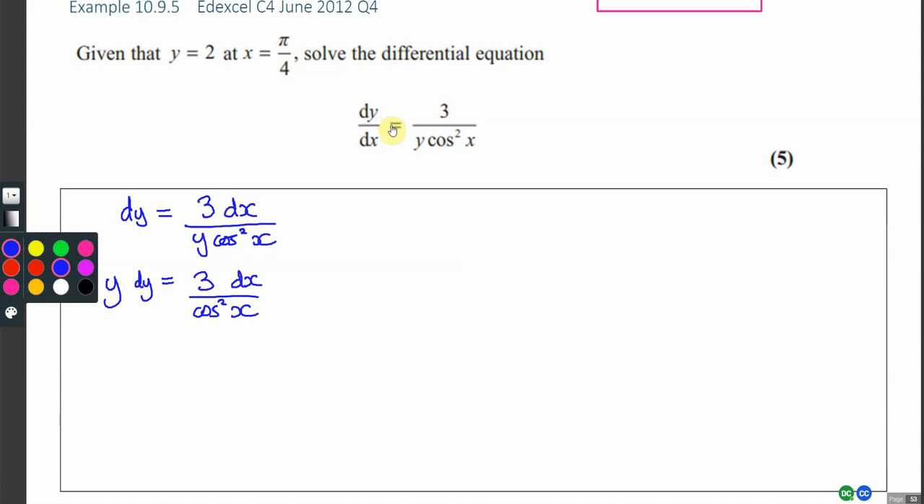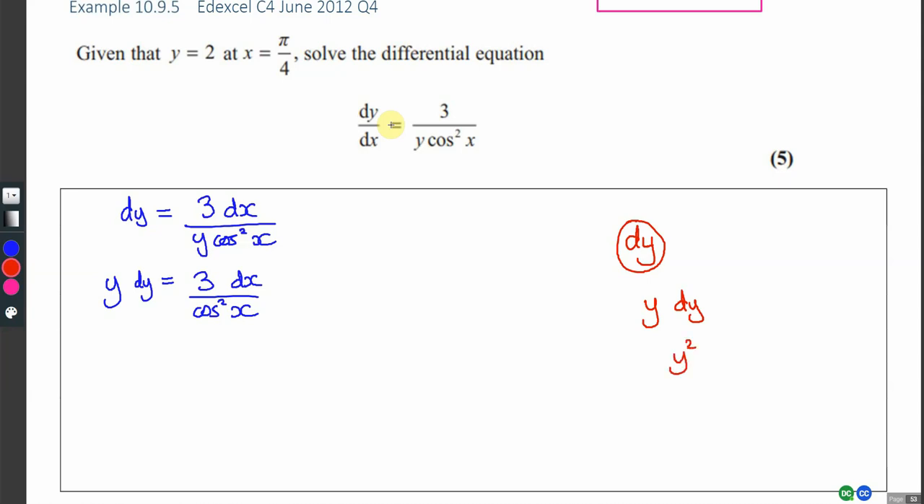Just a quick side note. Remember, dy doesn't mean the number d multiplied by the number y. It looks like it could mean that, but it isn't. This is a single entity. So when you're doing y multiplied by dy, don't think we can combine the y's into y squared. We can't. Okay, this is a single entity dy.